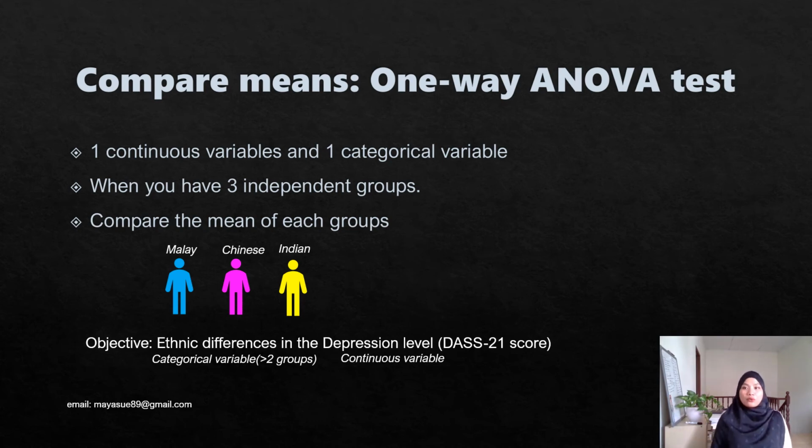Next, the one-way ANOVA test. The t-test is between one continuous variable and one categorical variable. The one-way ANOVA test is the same, but we have more than two groups in the categorical variable. For example, when you would like to see the ethnic differences in the depression level, you have the first group, Malay, the second group, Chinese, and the third group, Indian.